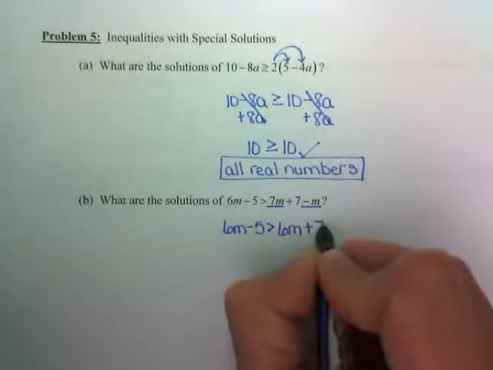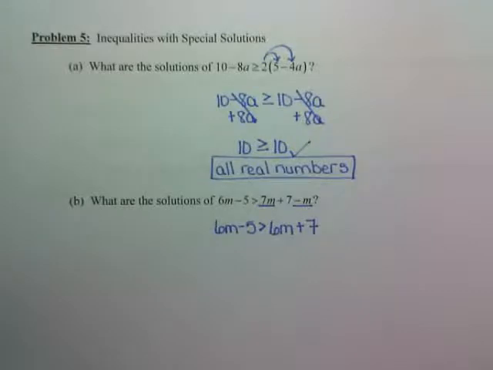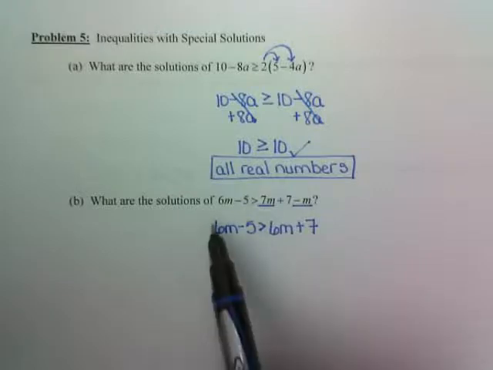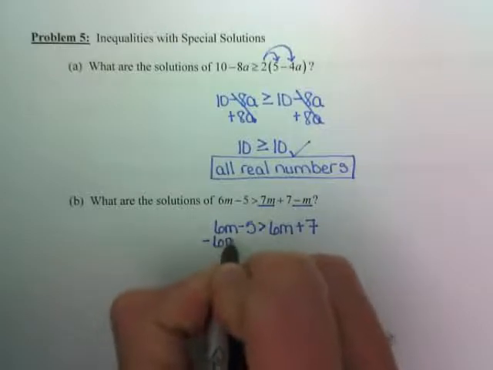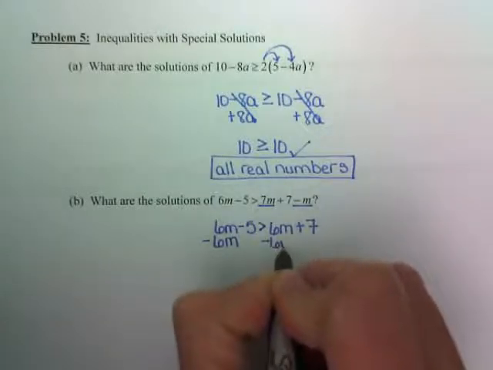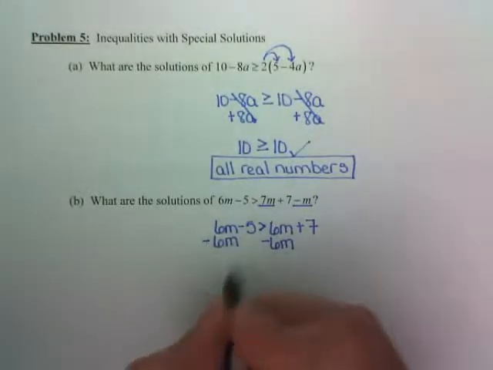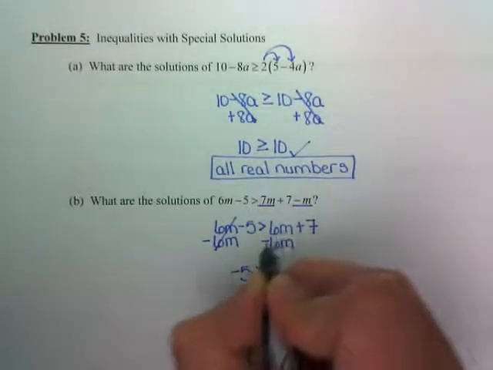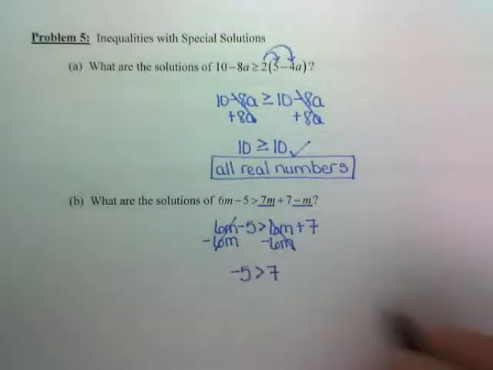And again, some of you are probably looking at this and you know what's going on, you know what to do, and that's fantastic. Others, again, take it a step further if you need to. Both of these are 6 m's. Doesn't matter which one I move. The inverse of a positive 6m would be a negative 6m. So I'm going to subtract 6m from both sides. 6m minus 6m, 0. So I have a negative 5 left there, and I still have my greater than sign. 6m minus 6m, again, that is 0, and I'm left with a positive 7. So I'm left with negative 5 greater than 7.